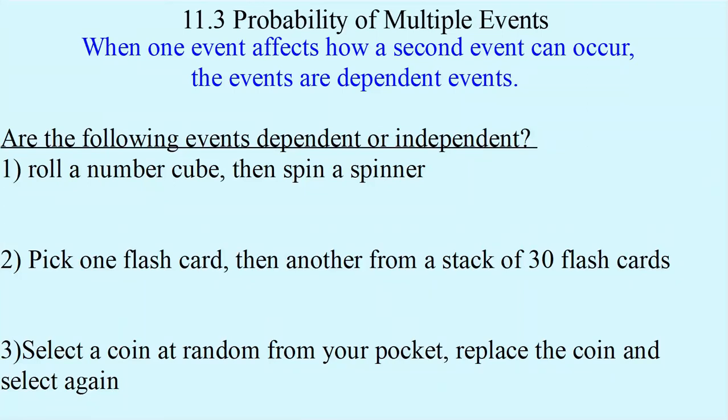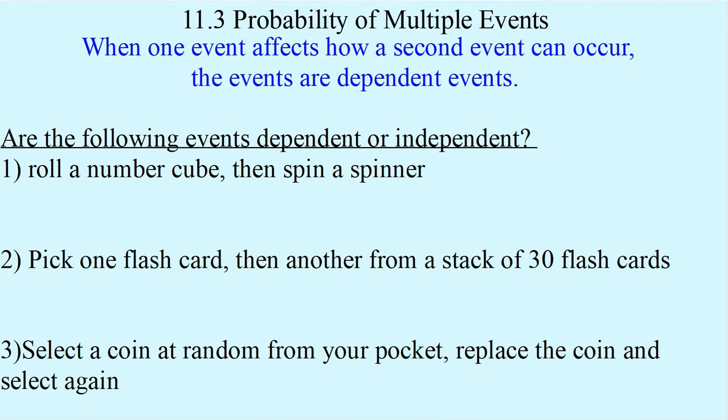Hello. Today we're going to talk about 11.3, probability of multiple events. So the first thing we need to understand is independent or dependent events. If two events are independent, that means that their outcomes aren't affected by each other.